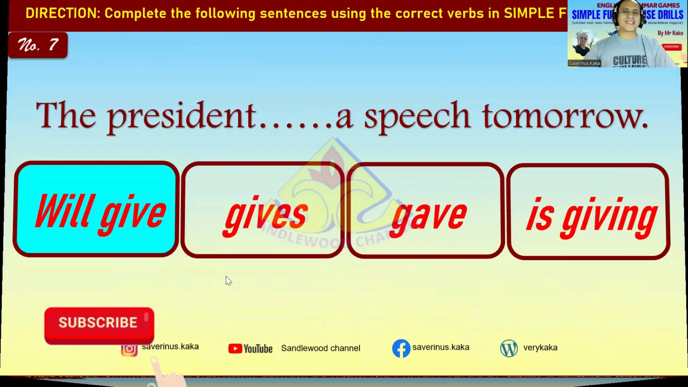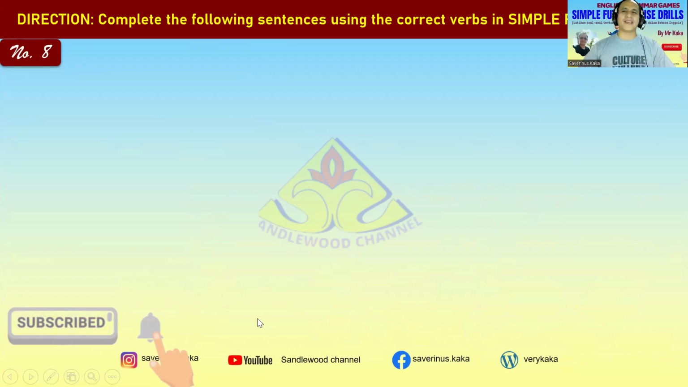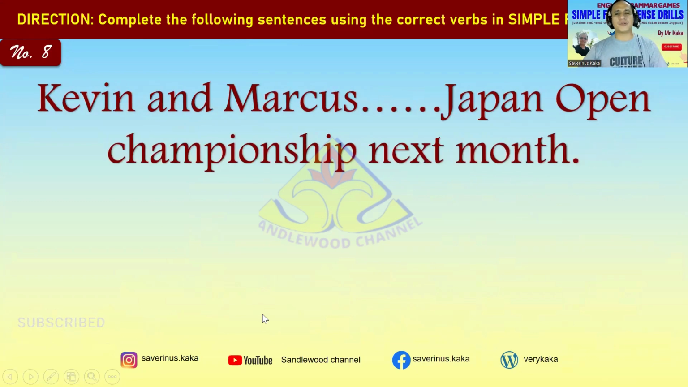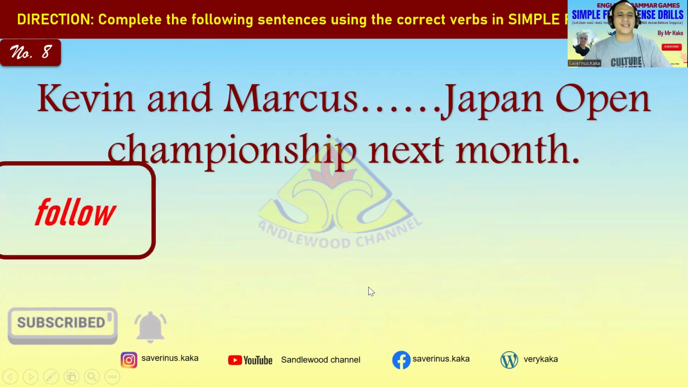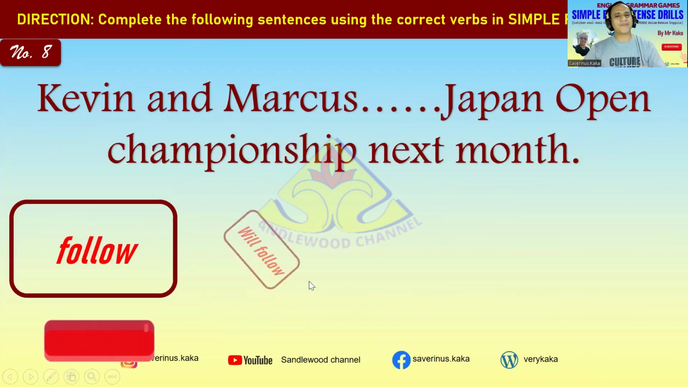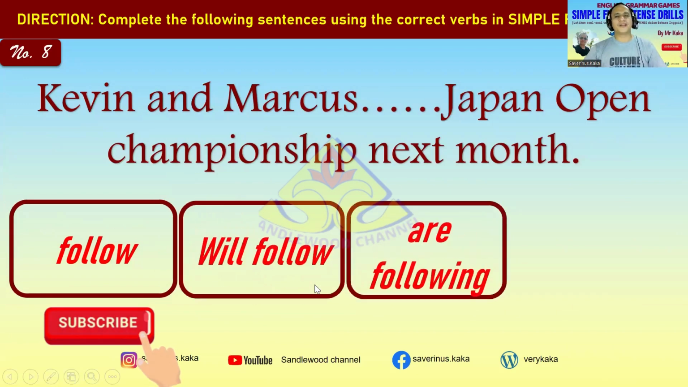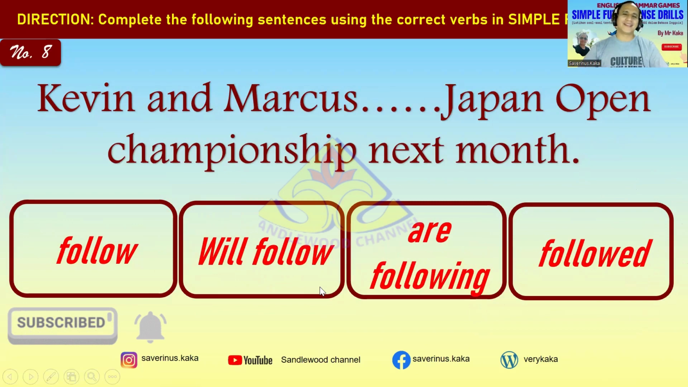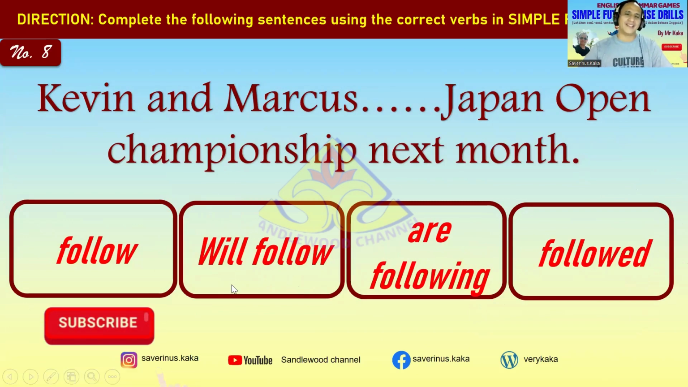Okay, now let's go to the next question. You have: Kevin and Marcus, blah, blah, blah, Japan Open Championship next month. Which one is the correct answer? Is it follow, will follow, are following, or followed? Which one is the correct answer according to you?